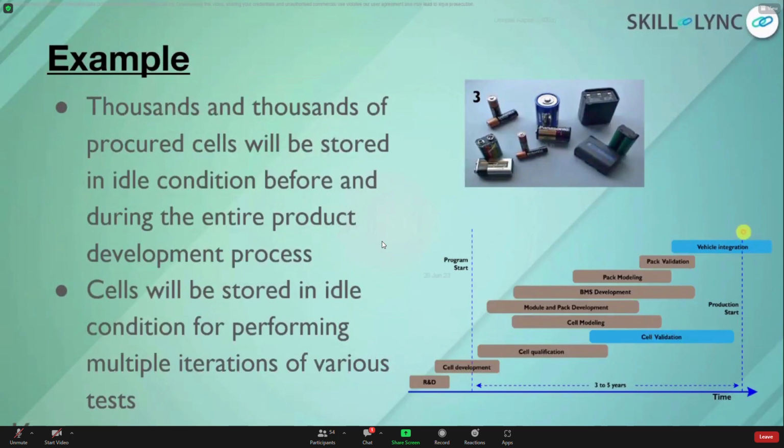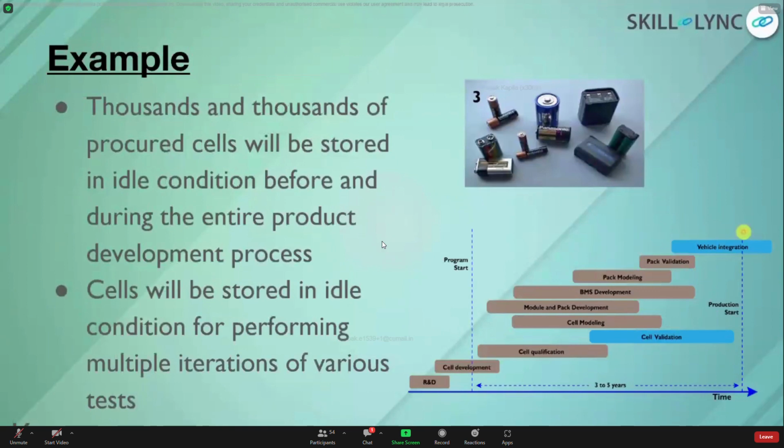So cells will be stored in ideal condition for performing multiple iterations of various tests. That's where the calendar life of the cell is very important. Even after the testing and after being deployed to a particular vehicle, sometimes the battery pack is not utilized. It will be stored for a few months before it is in use.